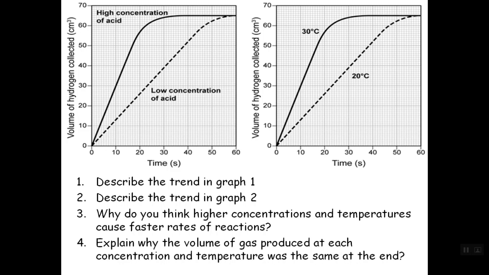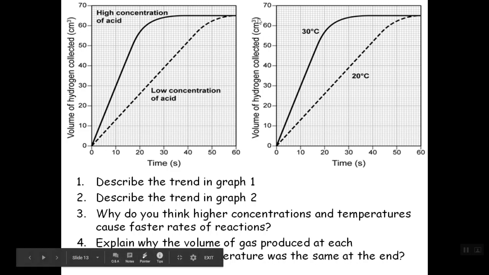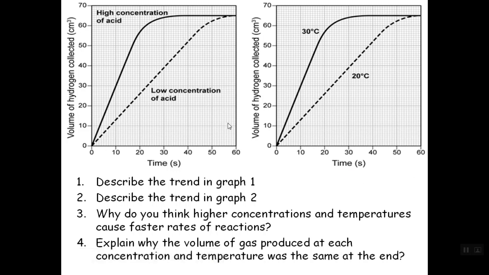graph. Now, on these 2 graphs, you have to describe the trend. So you have to describe the pattern, what's happening, what's it telling you, what happens when this increases or this increases to the rate of reaction. So if you increase it over time, what is happening as you increase the concentration? Over time, what's happening when you increase the temperature?